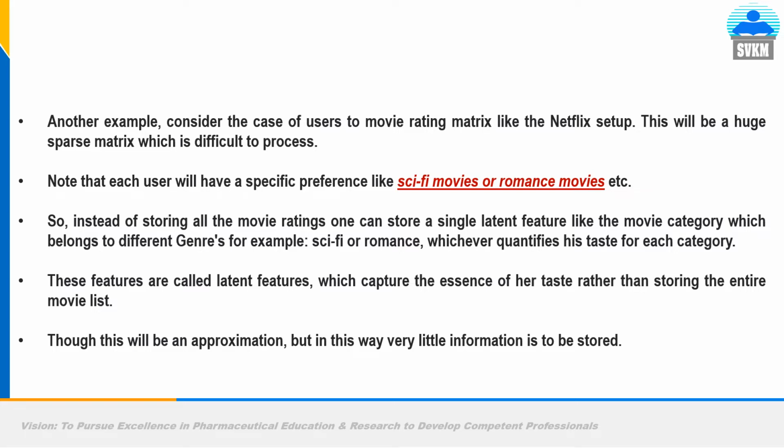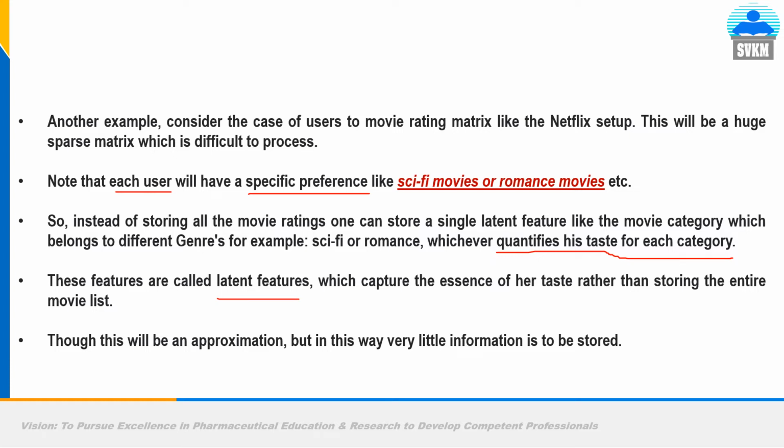I read here, each user of Amazon Prime or Netflix, for example, will have specific preferences like sci-fi movies or romance movies. So instead of storing all the movie ratings, one can store a single latent feature like the movie category, which belongs to different genres, for example sci-fi or romantic, whichever quantifies his taste for each category. These features are called latent features, which capture the essence of her taste rather than storing the entire movie list. Though this will be an approximation, in this way very little information is to be stored.